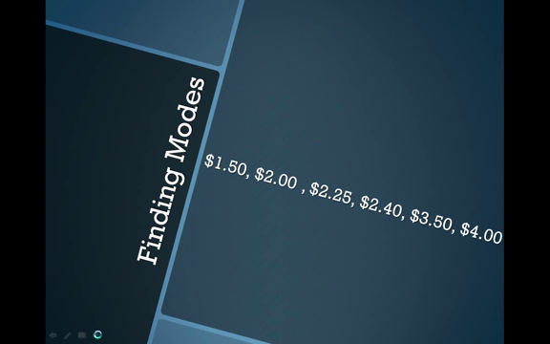Alright, one thing I want to do is talk a little bit more about finding mode specifically. So let's look at this problem and see what the mode is. We have $1.50, $2, $2.25, $2.40, $3.50, and $4. You can see that we have no number more than once. When that's the case, we have no mode. Alright, there's no mode when we don't have a number more than once.